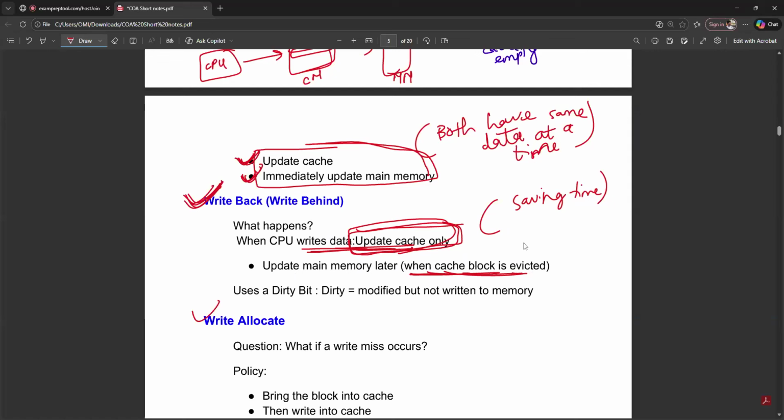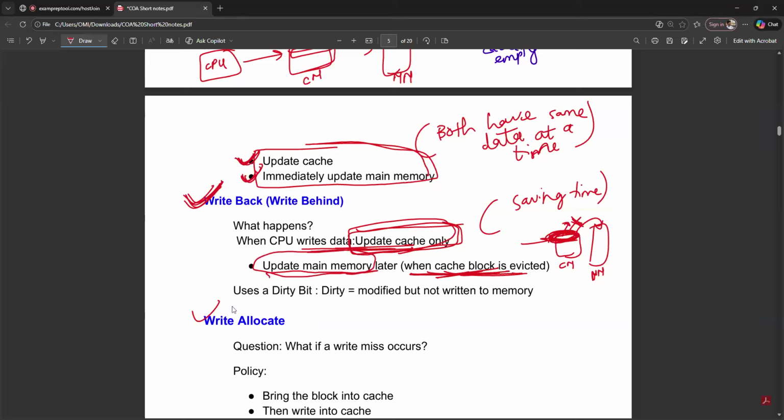When a cache memory block is evicted, you have to update the main memory. If this is the cache memory and this block is evicted, whatever the CPU has written to this particular block, you have to update it to the main memory, to make it consistent. So when a cache block is evicted, you update the main memory.